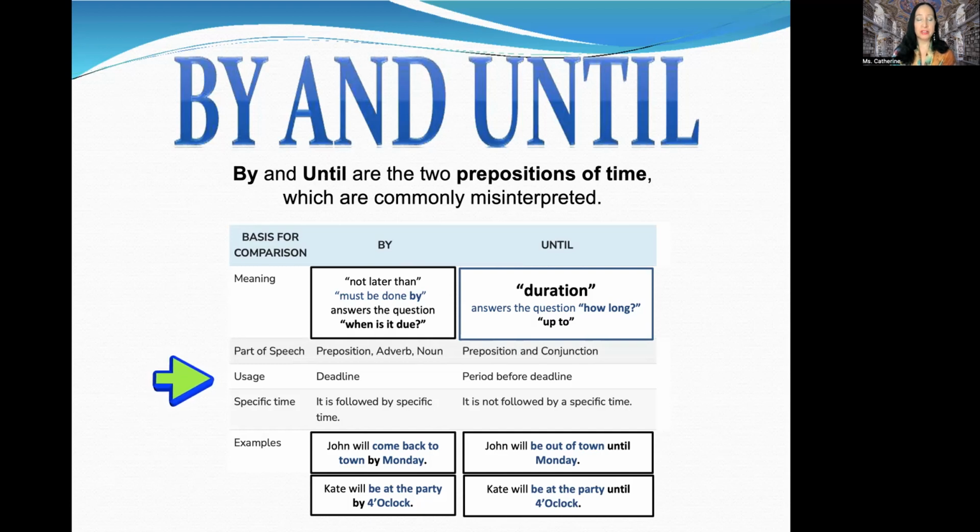Now, the part of speech, we can use by as a preposition, as an adverb, or as a noun. Until can be used also as a preposition and conjunction. But in this lesson, we're really using them as prepositions of time, okay? Because they are the most commonly misinterpreted.